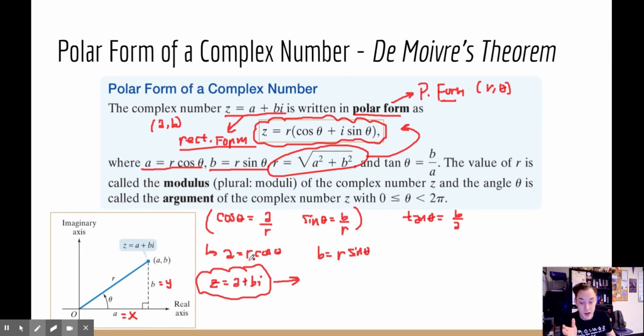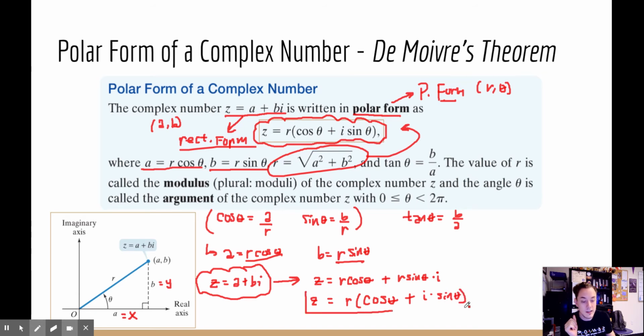So let's substitute. If this is a and that's b, I can say z equals my a, which is r cosine of theta, plus bi, this is going to be r sine of theta, times i. And then what's common in both terms, guys? r. So I can simplify this further by factoring out an r. So r times cosine of theta plus, let's move i to the front, i times sine of theta. And that is how we get De Moivre's theorem.